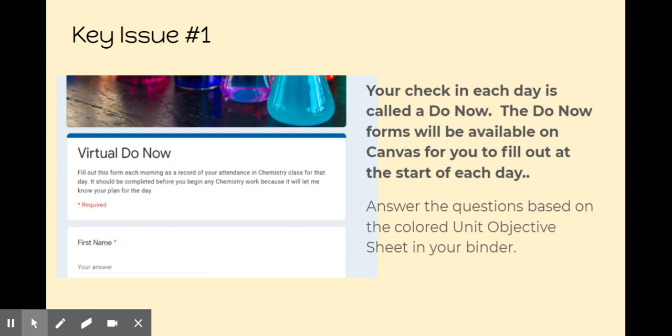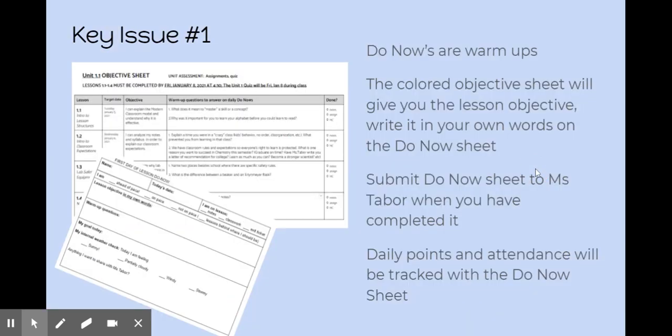It will help you set goals. It will help me know where you are throughout the week and how much progress you are making. It can be found in Canvas. It is a form to fill out. The questions that you will answer will be found on the objectives sheet, which is at the beginning of each section of notes. You can see in this example on the screen, there's lesson 1.1, 1.2, 1.3, and there are warm-up questions for each of those lessons. So that is what you will be answering on the Do Now sheet.